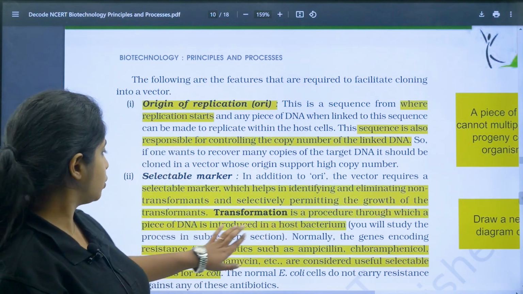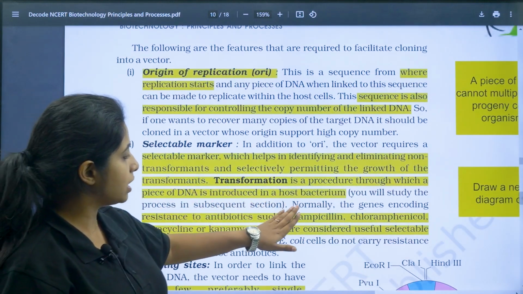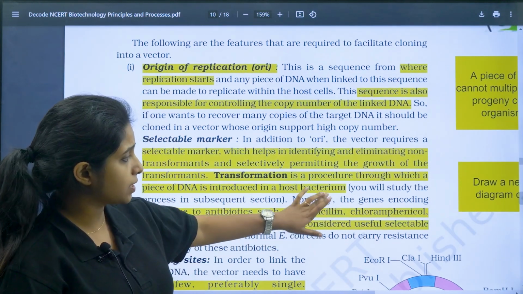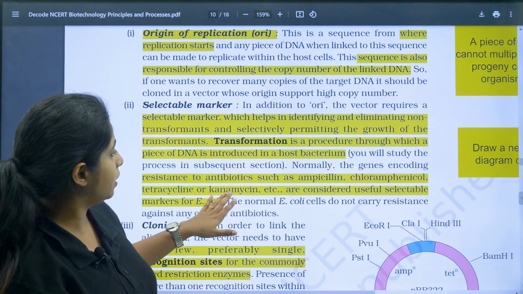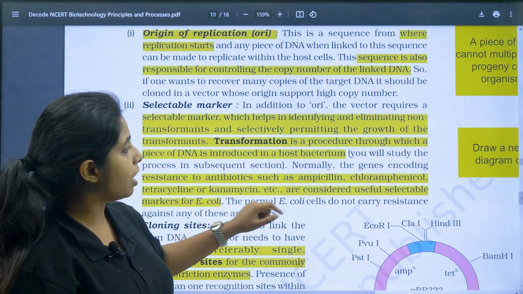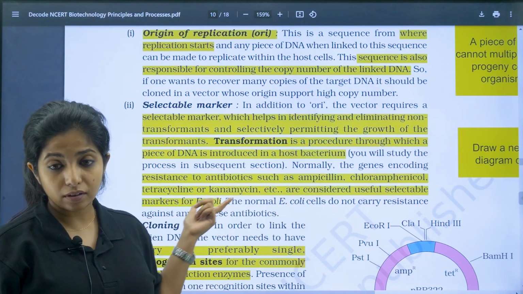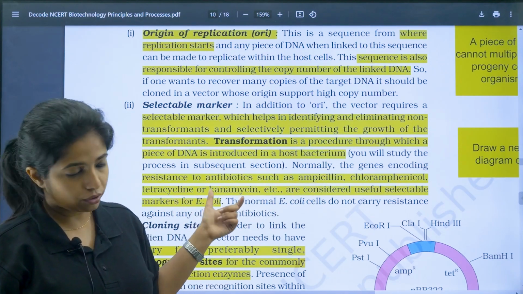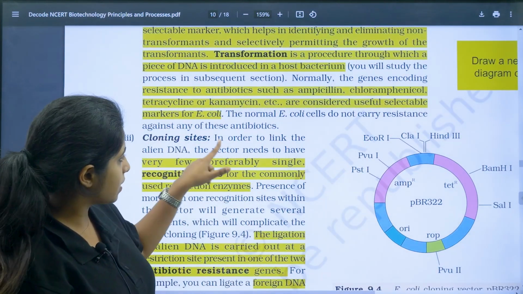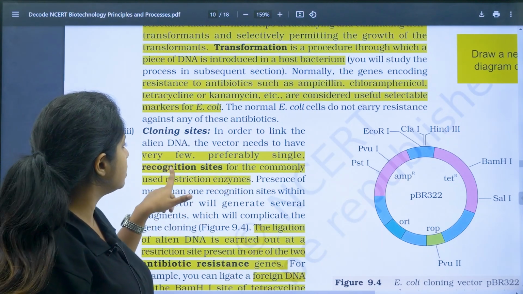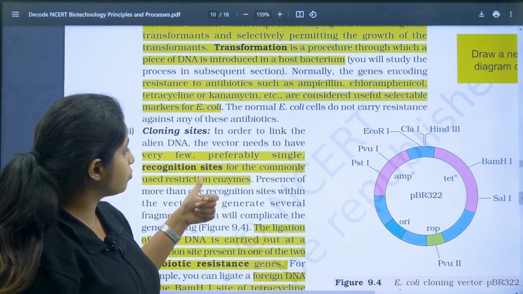So transformation is a procedure through which a piece of DNA is introduced in a host organism. Now, resistance to antibiotics such as ampicillin, chloramphenicol, tetracycline and kanamycin, etc. are considered useful selectable markers for E. coli. So just read through it, the antibiotic names are really important. Now, cloning sites. In order to link the alien DNA, the vector needs to have very few, preferably single, recognition sites for commonly used restriction enzymes.